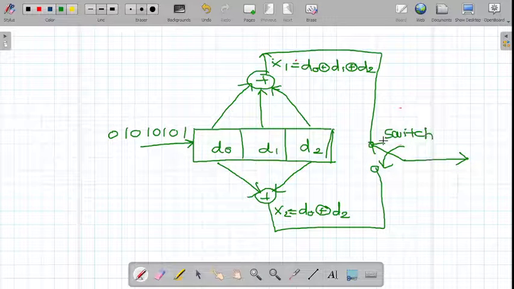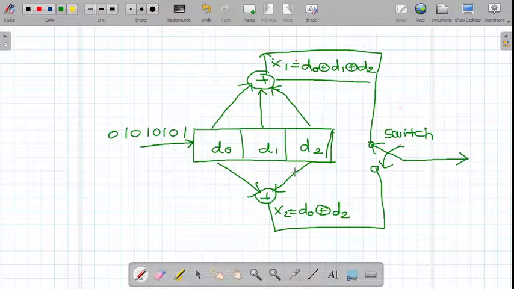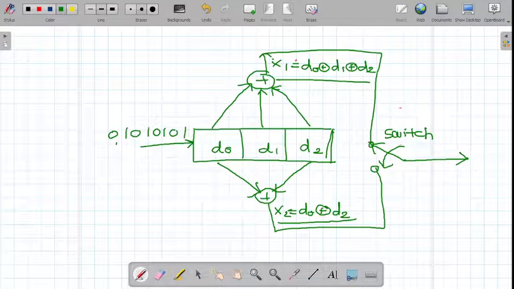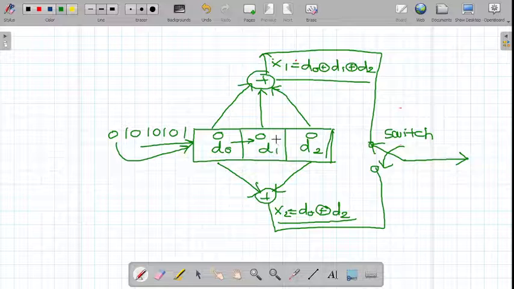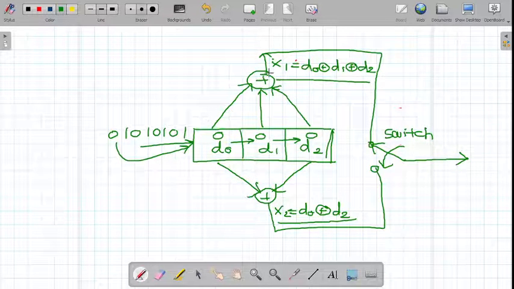As we know, the function of the switch is that it will get switched from one position to the other position. So this is x1 and this is x2. Now what happens here, the first bit will enter into D0, that is 0. Initially all the bits are 0, this we have to remember, that is D0, D1 and D2 are 0. Then when 0 is entered into D0, the bit stored in D0 will be shifted to D1 and the bit stored in D1 will be shifted to D2. Then one by one, x1 is nothing but the XORing of D0, D1, D2.